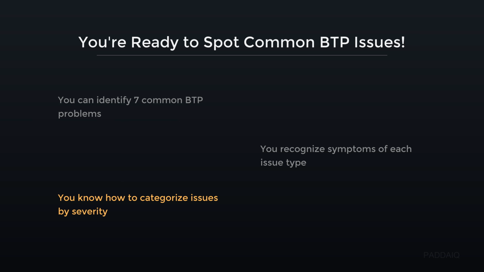You know how to categorize issues by severity. This means you can identify whether a problem is critical, major, or minor. For instance, a complete system outage is critical, while a minor UI glitch is low severity. This skill helps prioritize your response and resources effectively, ensuring critical problems are resolved first.